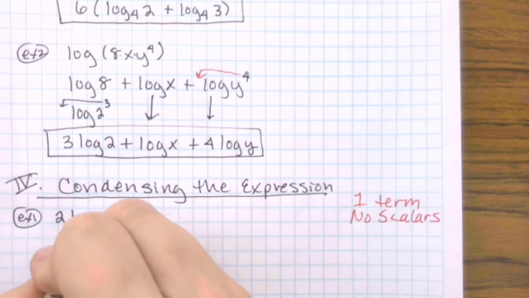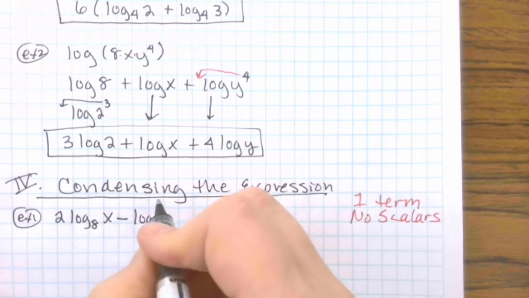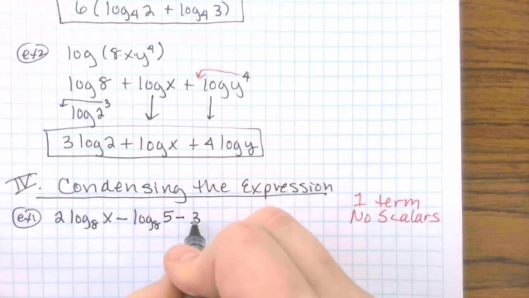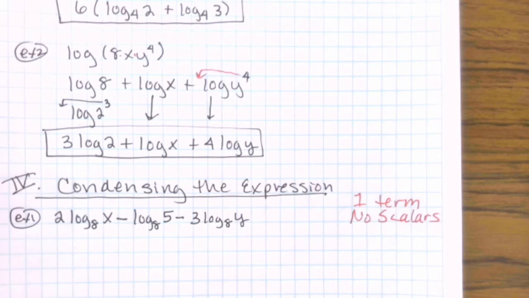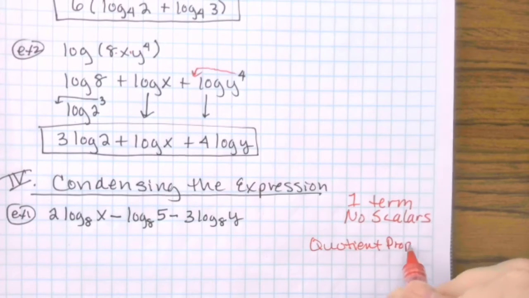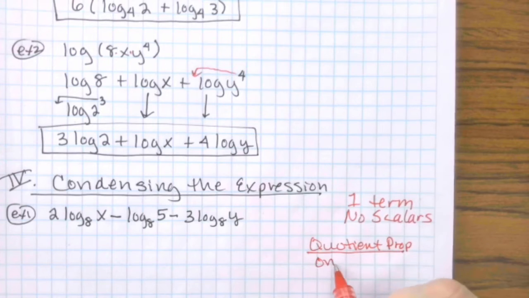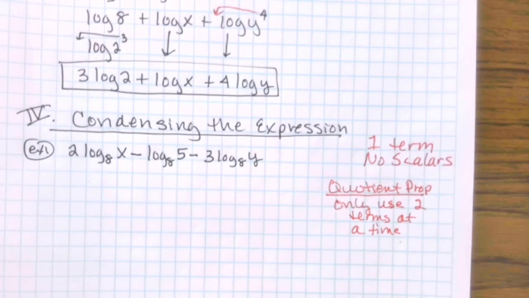We're going to do 2 log base 8 of x minus log base 8 of 5 minus 3 log base 8 of y. Now, looking at all those negatives, you might be tempted to use the quotient property, but there's a problem. When you do the quotient property, you can only use 2 terms at a time. So it's not like the multiplication property where you can string it out into 3 pluses. Quotient can only use 2 at a time.